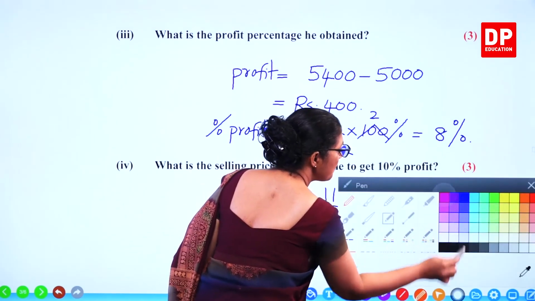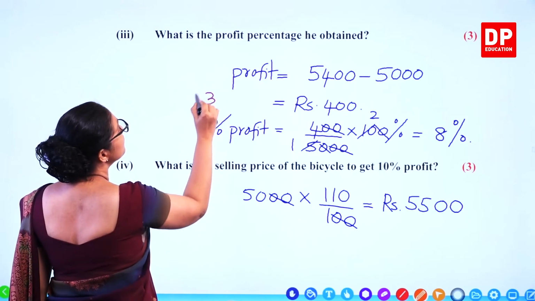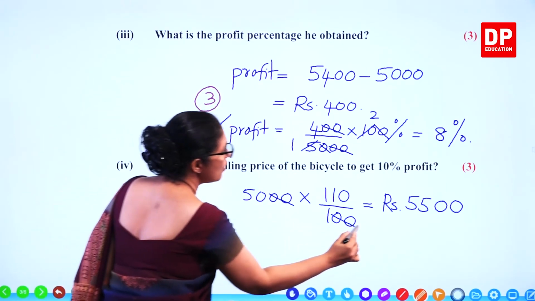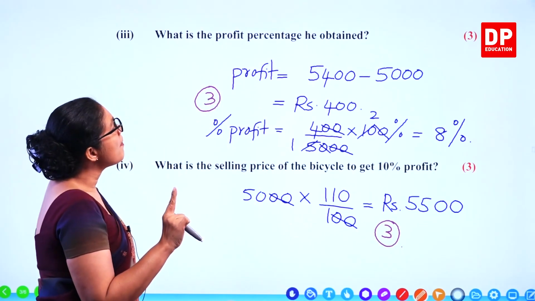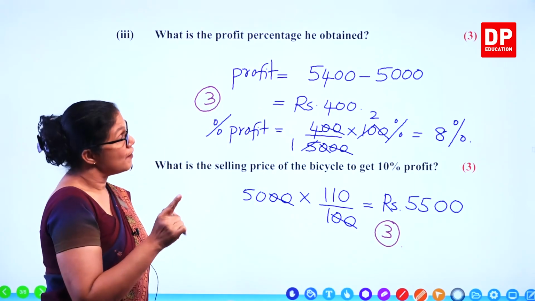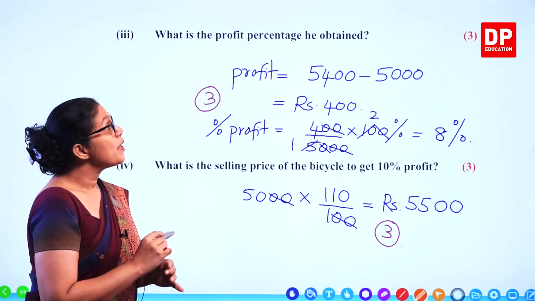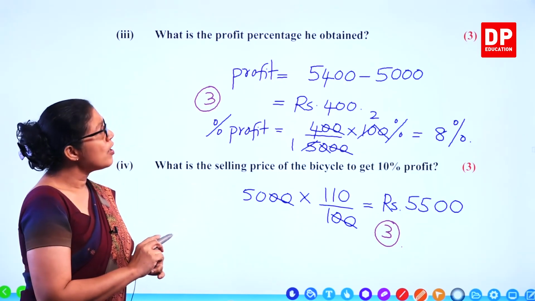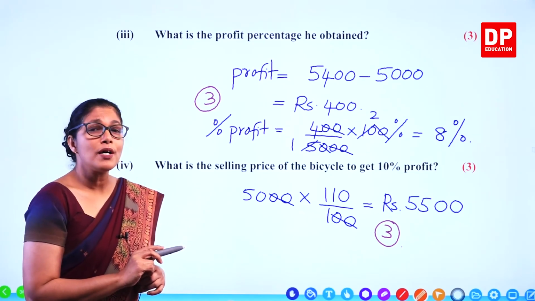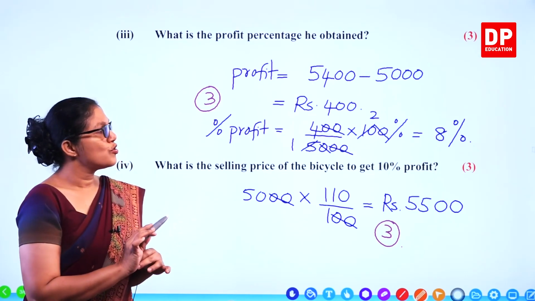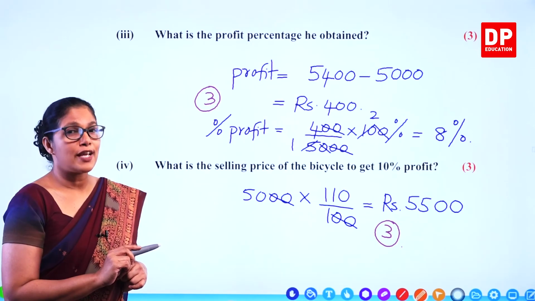So you are getting 3 marks for this and 3 marks for this step. So altogether 10 marks for each question, and first question you got 16 marks. So we completed all questions in this paper. So make sure that you first do this paper and then watch my video to check your answers.